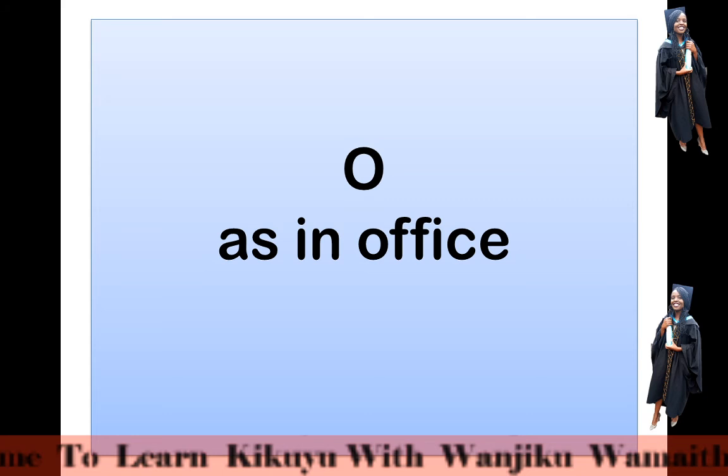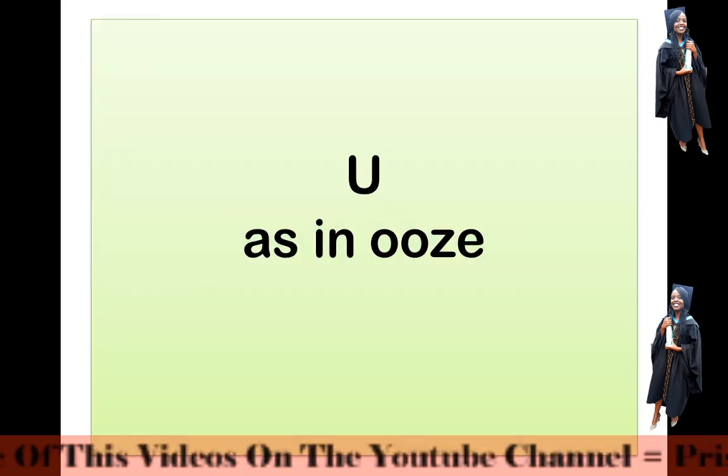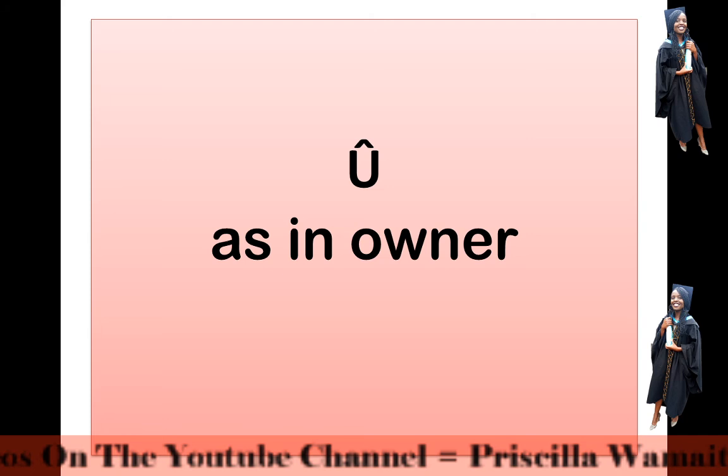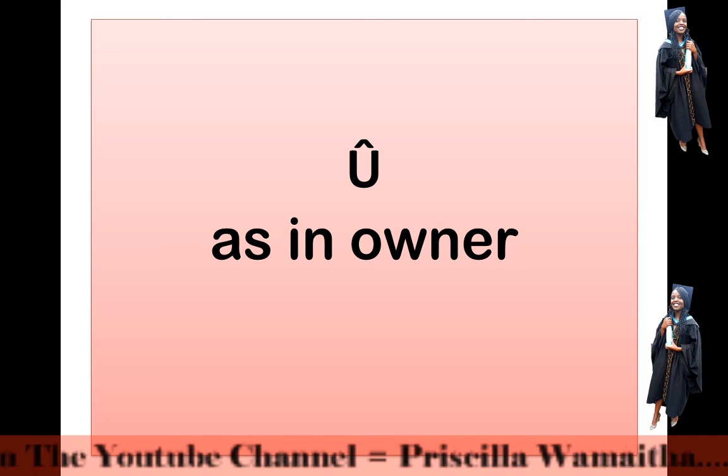We have U, pronounced just like the double O sound in the word ooze. Ooze. And lastly, we have Ũ, just like the O in the word owner. The vowel O in the word owner is pronounced as the special O in Kikuyu.